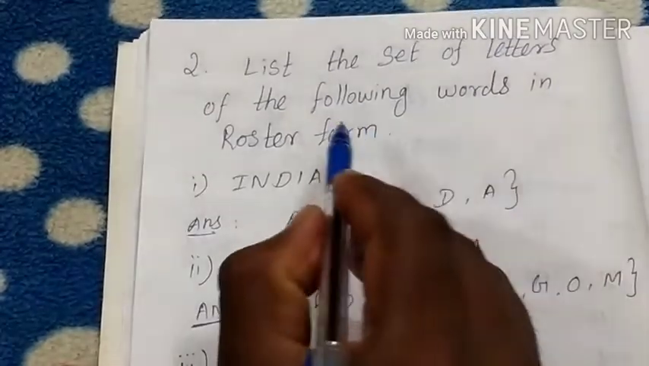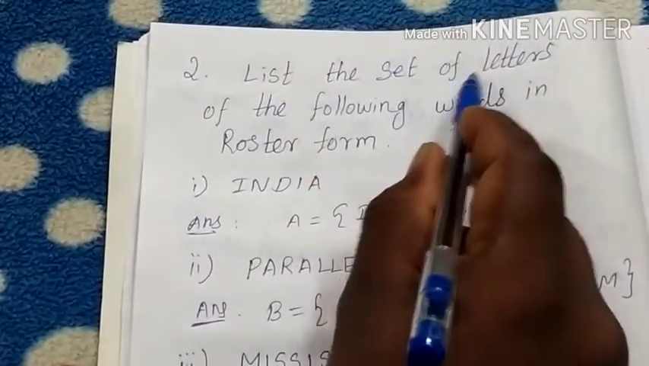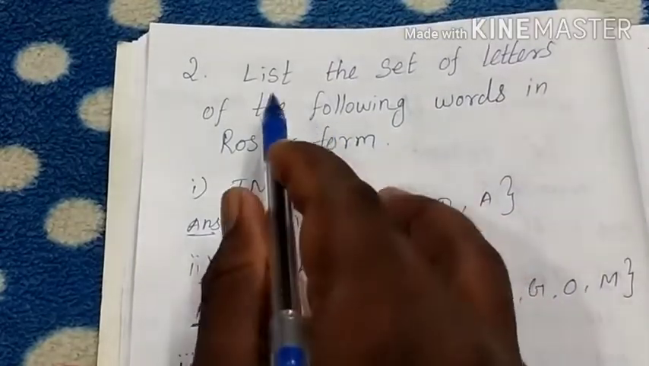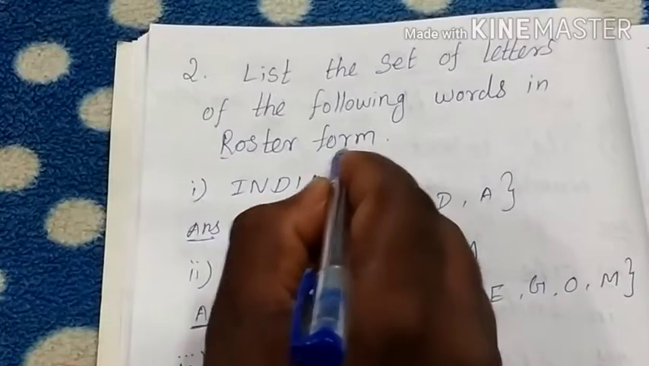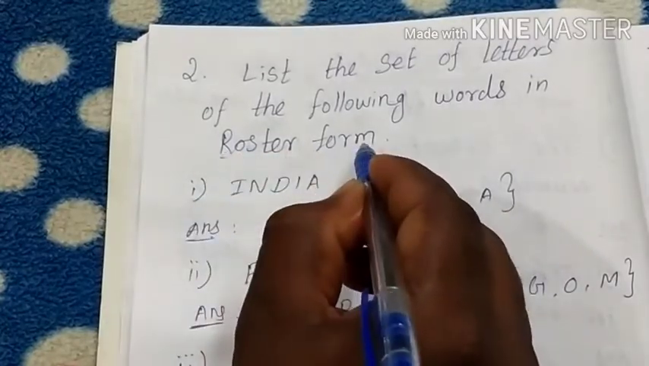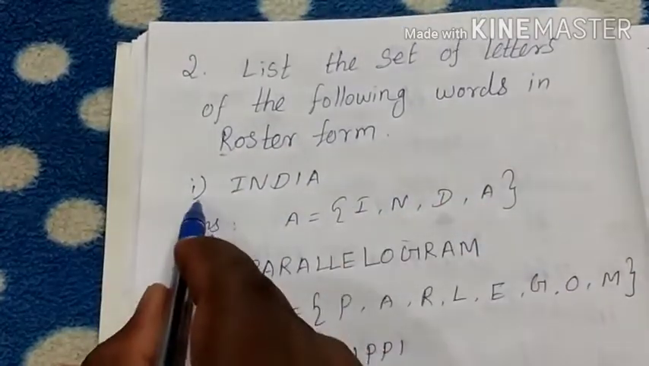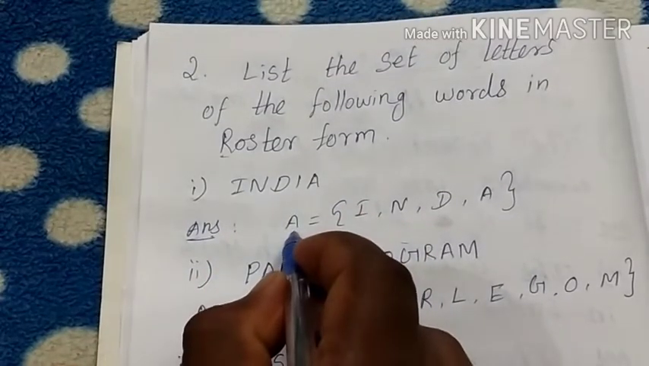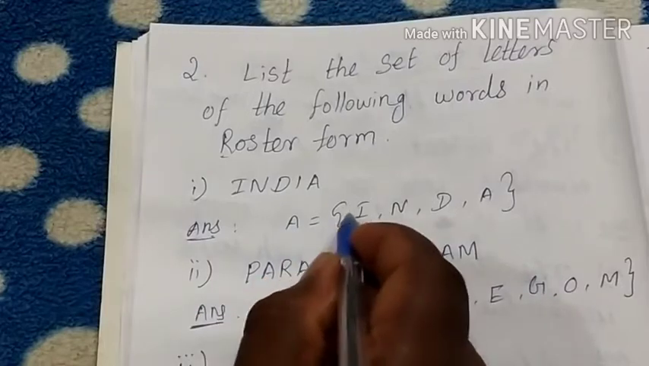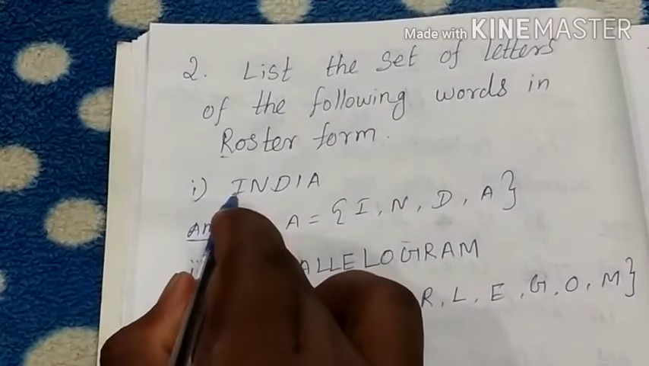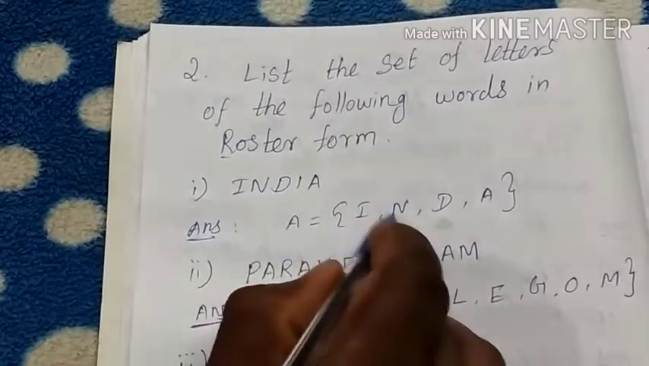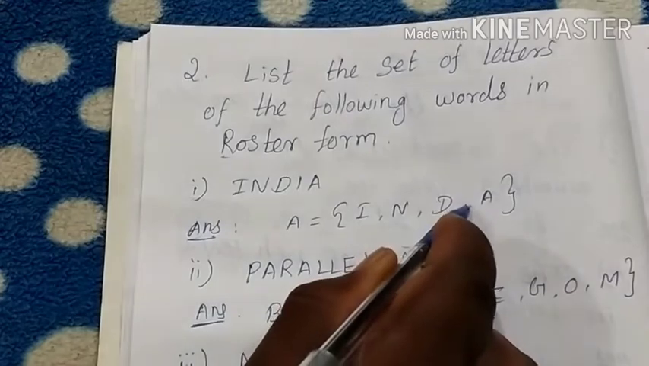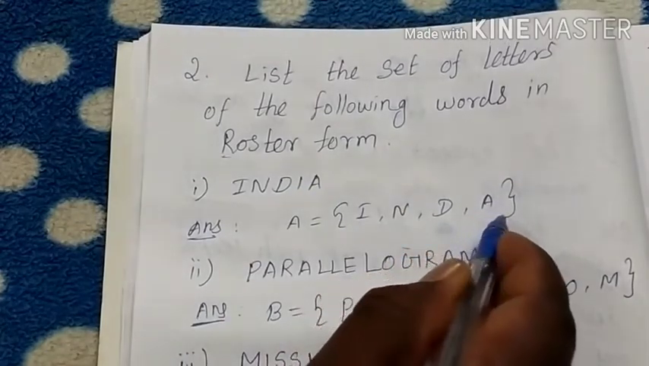The second question: list the set of letters of the following words in roster form. We want to write the roster form, which is the listing method, already known. The first question, India. First define the set. Let us consider A. A is equal to the set of all the letters. List out the letters: I, N, D. I already exists, so there is no need to write it again. Then A, that's all.